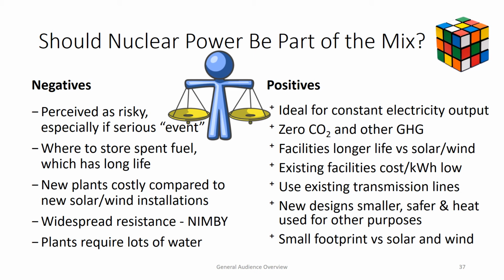The facilities last longer than solar or wind, 50, 60 years in many cases. If you take an existing facility, not a new facility, part of the cost is all the permits and so forth, but the cost per kilowatt hour is low. You use existing transmission lines. There's a whole genre of new designs that are smaller, safer, using the heat that currently escapes, using it for other purposes. And as we saw in the previous slide, nuclear has a significantly smaller footprint than solar or wind.